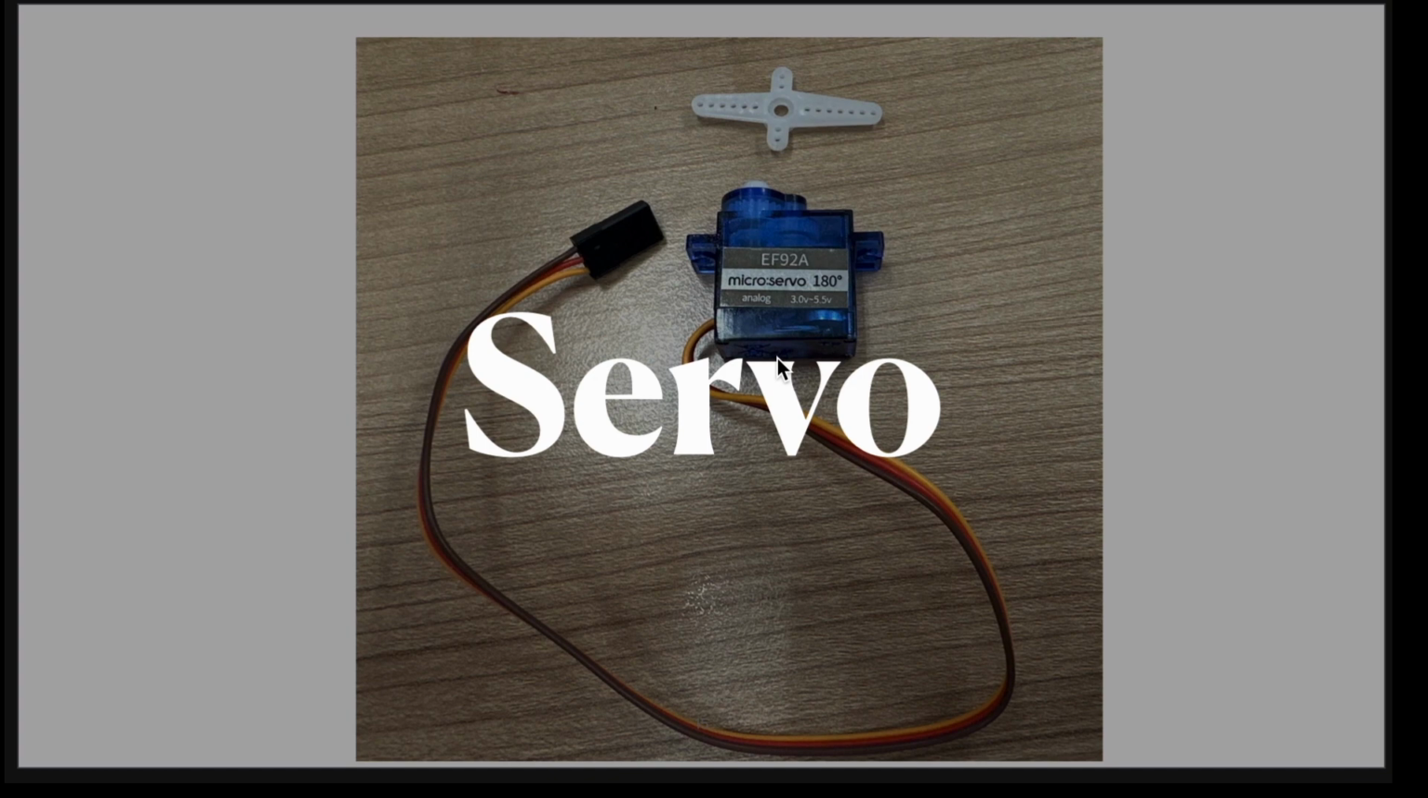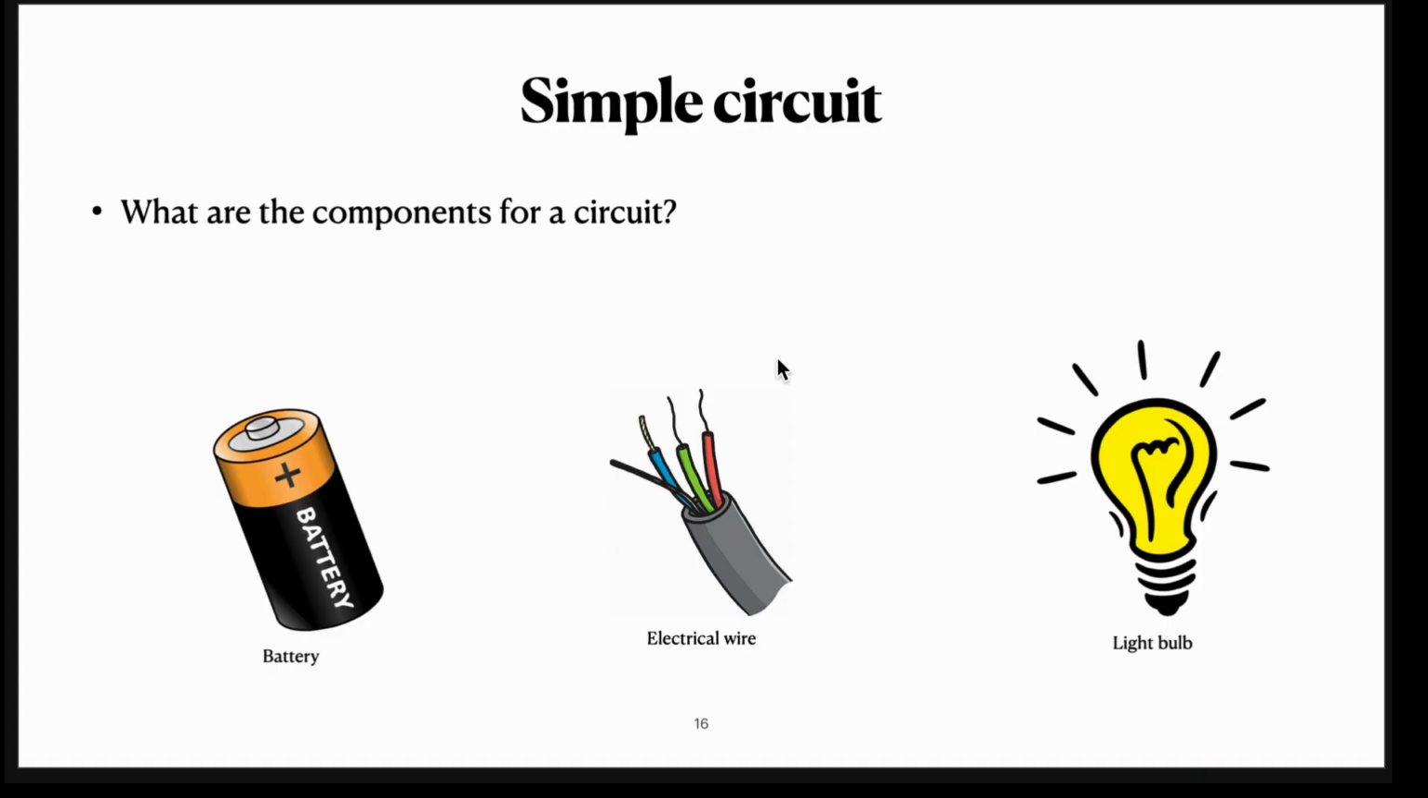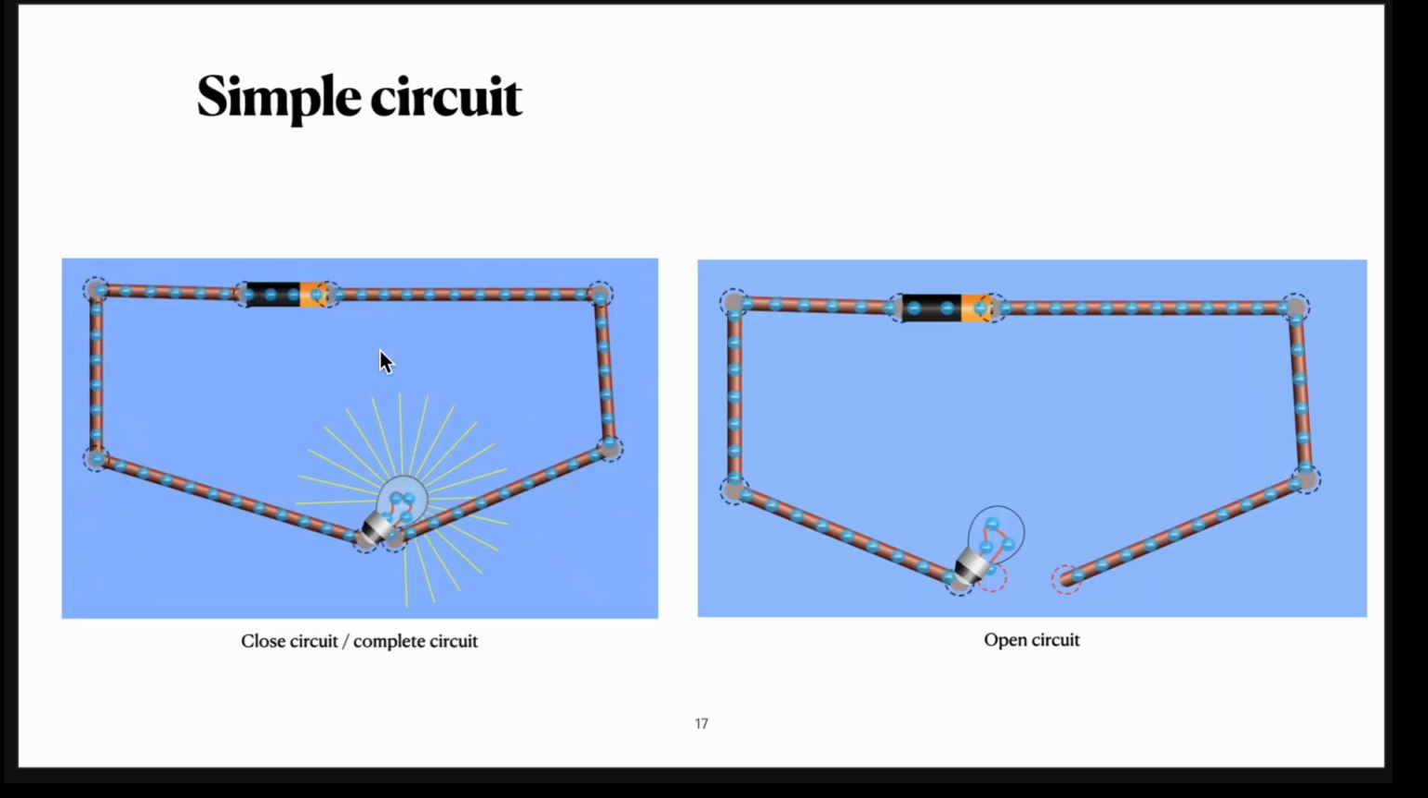But to talk about a circuit, we need to know what a simple circuit is. These three will be the components of a circuit. You have a battery, you have the electrical wire, and then you have something that can use the energy from the battery. And for this simple circuit, you will see the left hand side and the right hand side.